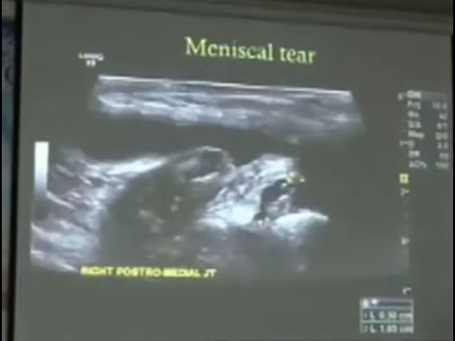Another common thing to see are meniscal tears, and commonly we'll get the development of a parameniscal cyst as well. So this meniscal tear actually occurred in the posteromedial aspect of the joint, and you can see that there's fluid extending out through that degenerative meniscus.